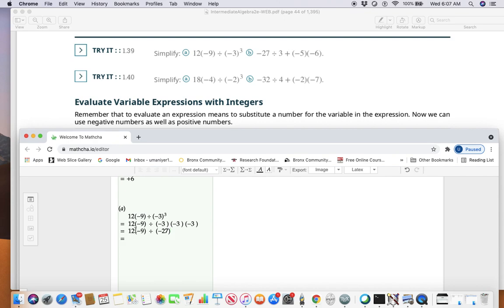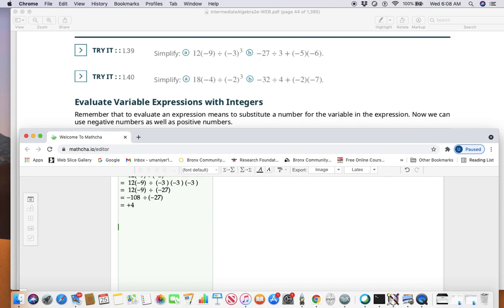Now notice you have a multiplication here and a division here. They have the same priority, so you go from left to right. Positive times negative is a negative. 12 times 9 is 108. You are dividing by negative 27. This is same as negative divided by negative is a positive. 108 divided by 27. Okay, so that is a 4. Positive 4 is the final answer.